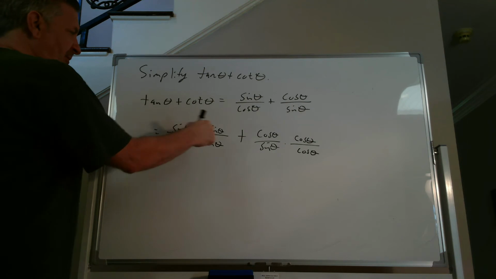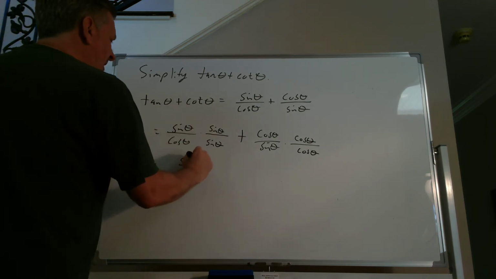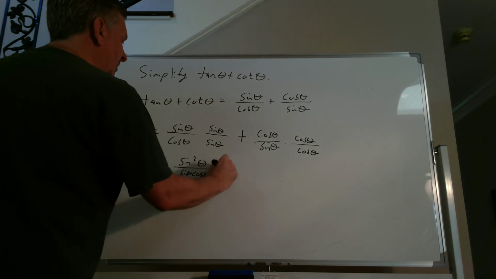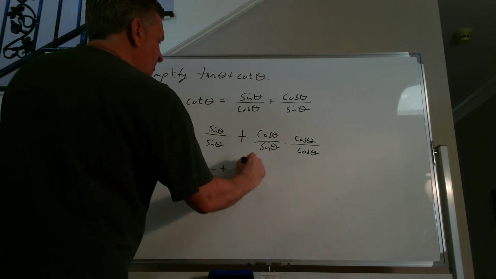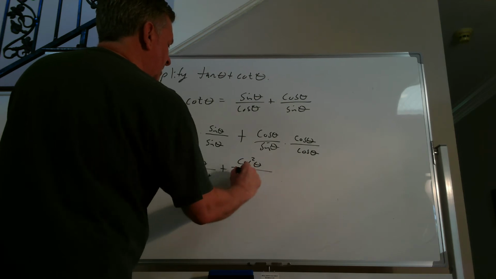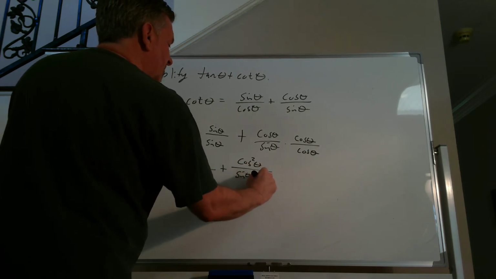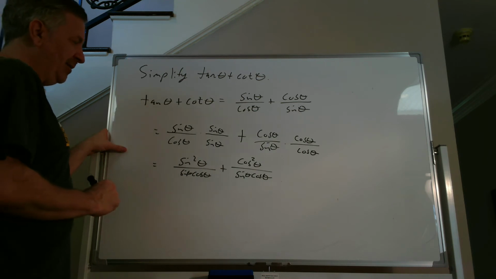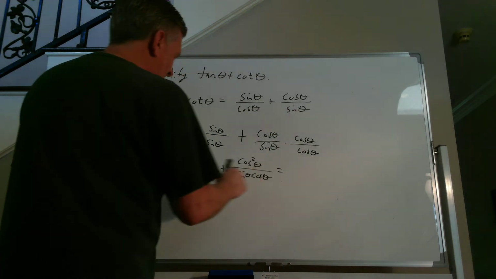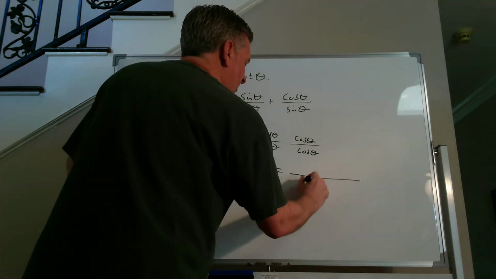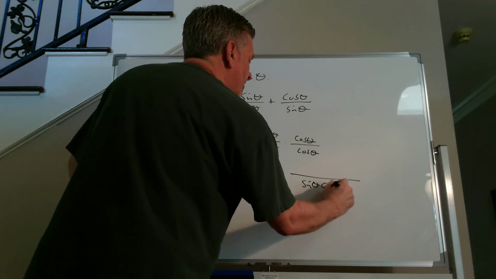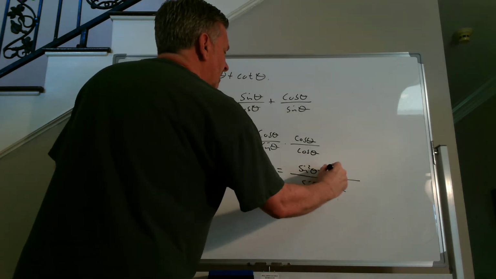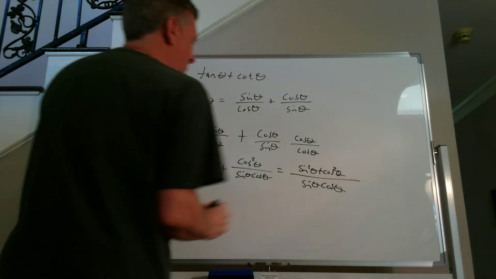So what do we have? If I multiply the fractions, I get sine squared theta over sine theta cosine theta. Here, if I multiply the fractions, I get cosine squared theta over sine theta cosine theta. So now I have my common denominator. I can add the fractions. When you add the fractions, you leave the common denominator alone. And I add the fractions, I get sine squared theta plus cosine squared theta.